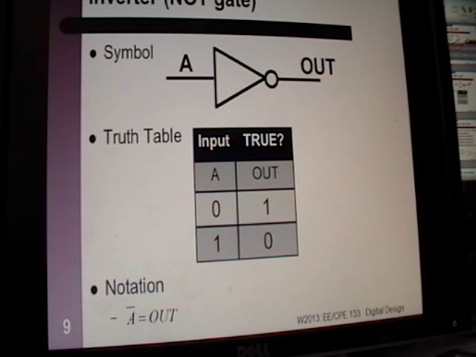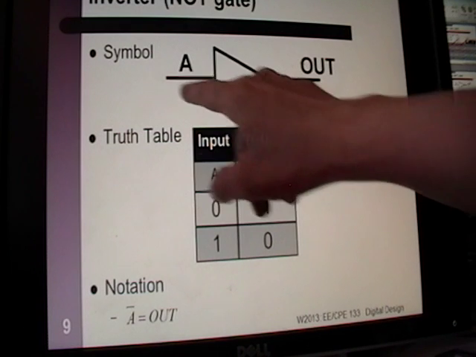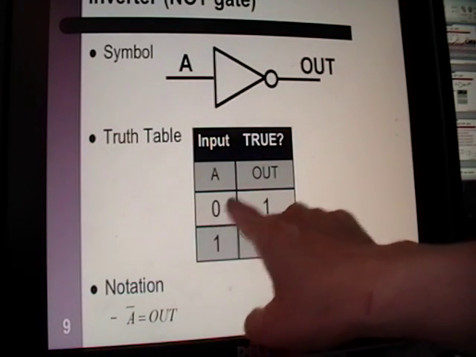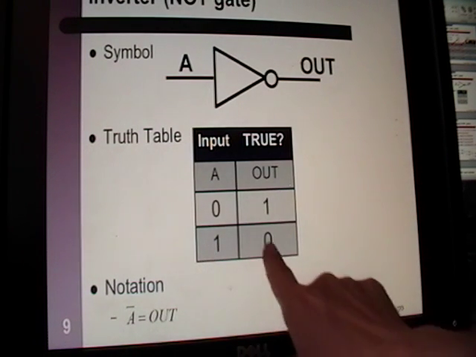Here's something called an inverter. An inverter just takes, if you put true in, you get false out. If you put false in, you get true out. What that looks like in the truth table is if you put false in, you get true out. If you put true in, you get false out.